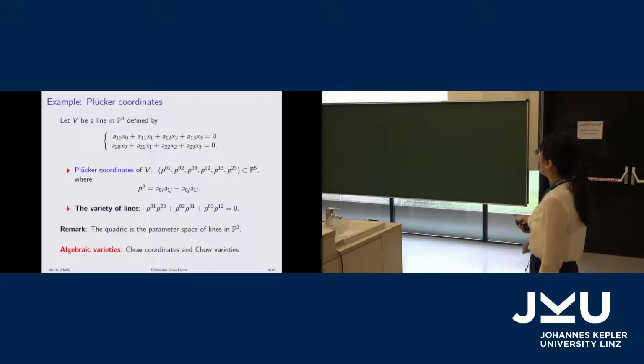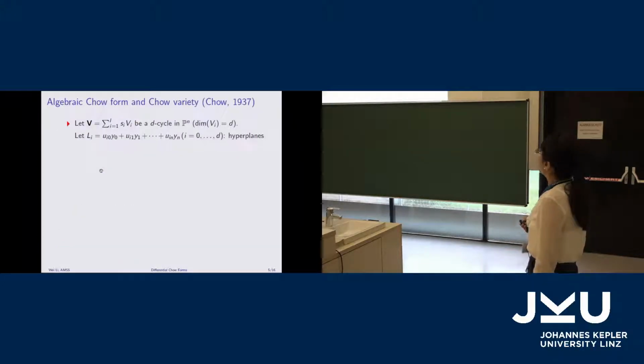And for algebraic varieties, their coordinate representations are Chow coordinates. And the variety of algebraic varieties are just the Chow varieties. And the rigorous definition for Chow coordinates and Chow varieties are based on the theory of algebraic Chow form. And the theory was established in 1937 by Chow.